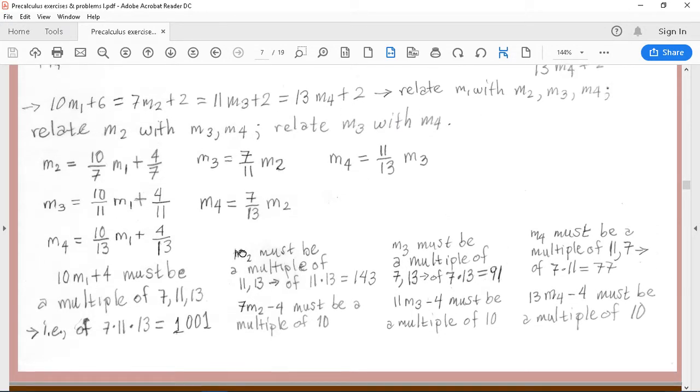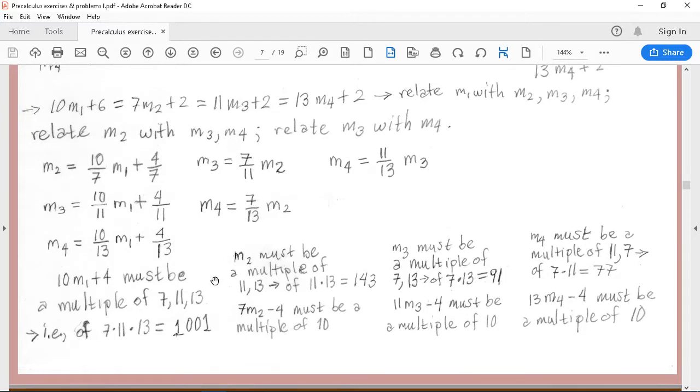Okay, from this you have, according to these three equations, since M2, M3, and M4 have to be integers, whole numbers, that means that 10M1 plus 4 must be a multiple of 7, 11, and 13. That means that 10M1 plus 4 must be a multiple of 7 times 11 times 13, which is 1001.